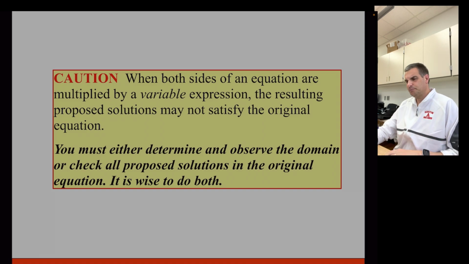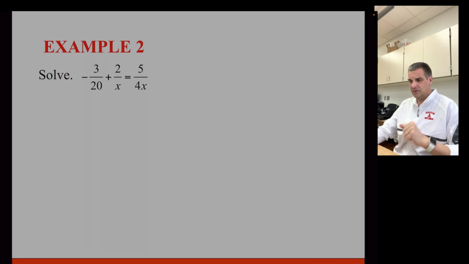Now, caution. When both sides of an equation are multiplied by a variable expression, the resulting proposed solutions may not satisfy the original equations. You must either determine and observe the domain or check the proposed solutions in the original equation. Okay, it's wise to do both. We'll talk about what that means here after this one.